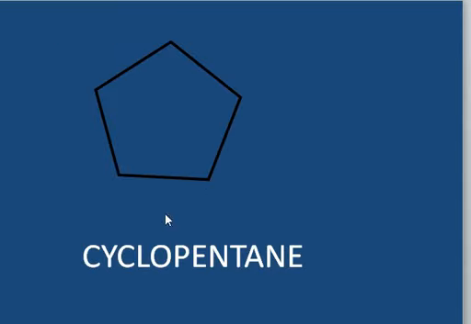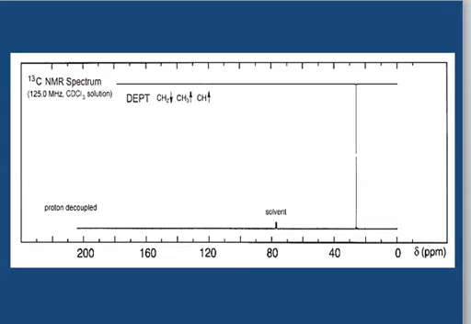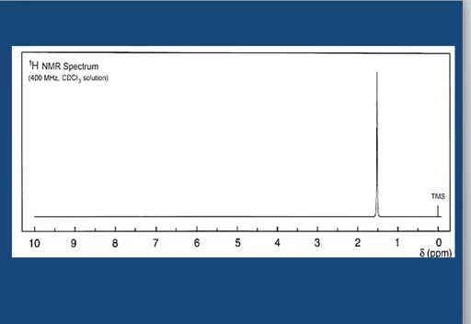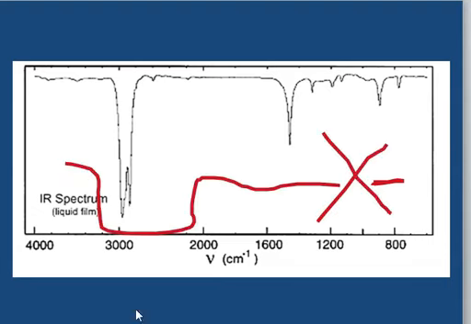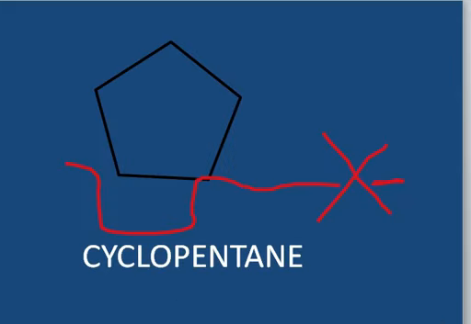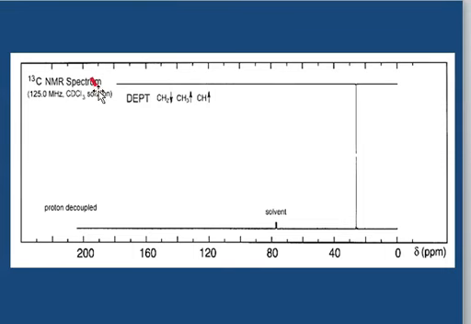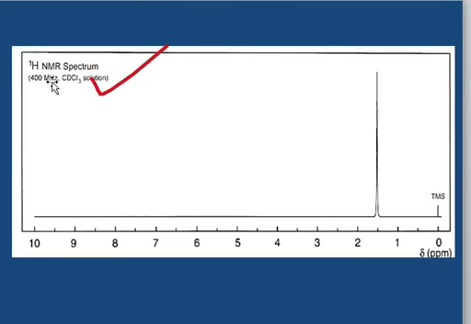This is your structure, cyclopentane, that gives you only a single peak in the case of the C13 NMR spectrum, and the proton NMR spectrum also gives you a single peak. The IR does not give you any information as there is no peak present. So the whole structure of cyclopentane is elucidated using only the carbon 13 NMR and the proton NMR. So let's end our video here.